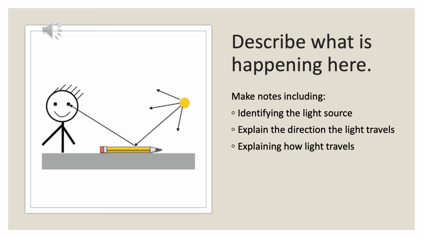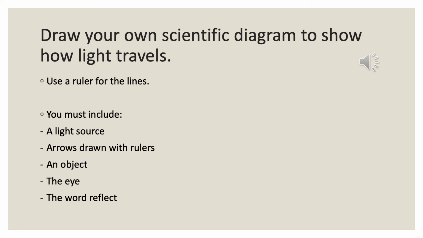So you need things like straight lines and reflection. Those are the key words that I am looking for in your description. Your turn to draw one of the scientific diagrams as before with the 3 previously. So you are going to choose your light source, you are going to choose your objects, and you are going to show a diagram of the human eye and demonstrate how light travels from the light source to an object and is reflected into the eye.